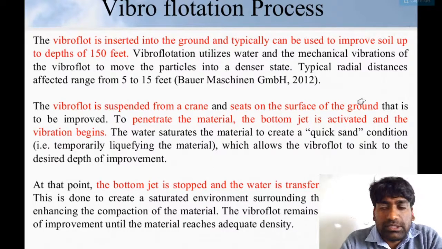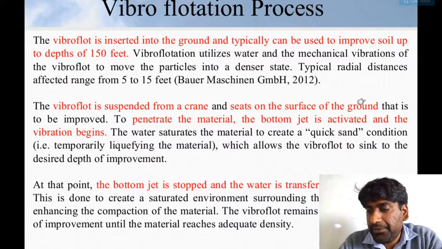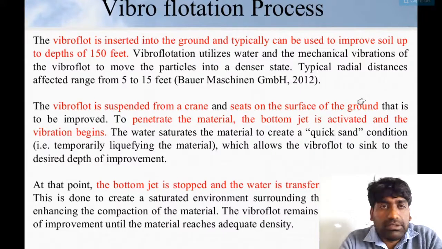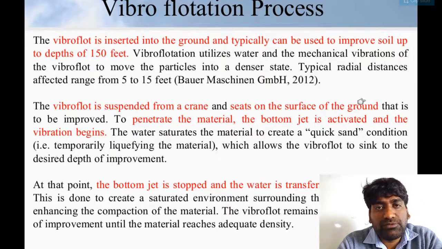The vibrofloat is inserted into the ground and typically can be used to improve soil up to a depth of 150 feet. Vibroflotation utilizes water and mechanical vibration of the vibrofloat to move the particles into a denser state. The typical radial distance affected is 5 to 15 feet. Bowser and Mazin GmbH, 2012, have given about this process.